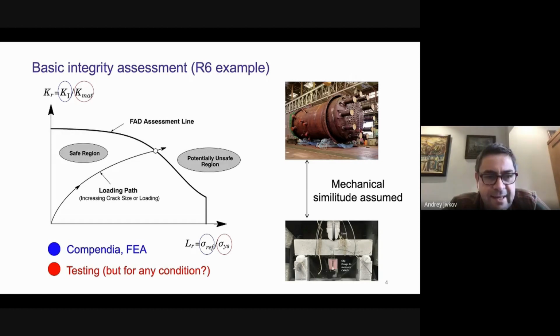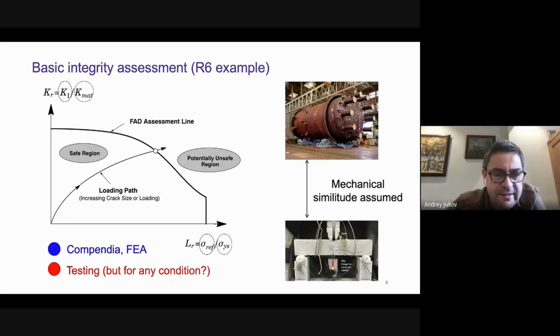In order to assess the integrity, one needs to calculate two parameters. One, on the x-axis, is the so-called proximity to plastic collapse, where you need to calculate a plastic collapse load or reference stress, which can come from finite element analysis or compendia for a particular defect. And also you need the yield stress, which needs to come from testing. On the y-axis, the parameter is called proximity to fracture, where you need to calculate the stress intensity factor for your cracked geometry. And then you need to have the fracture toughness, or the material fracture toughness, in the denominator.